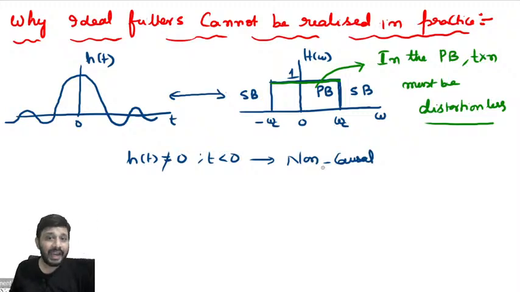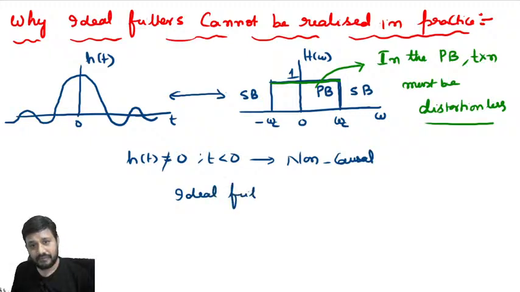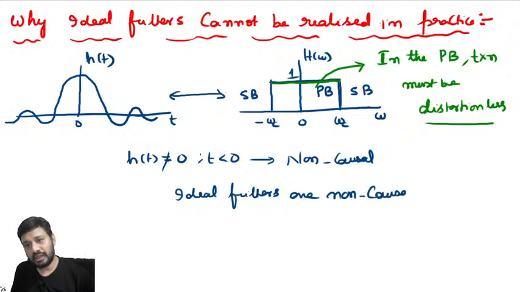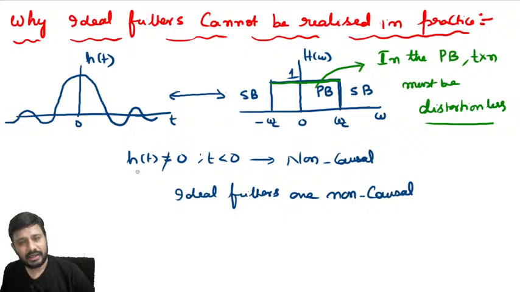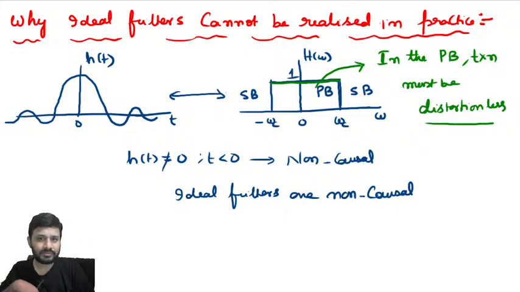So why can't ideal filters be realized in practice? If anybody asks you, you must reply: ideal filters are non-causal because the impulse response is not 0 for t less than 0.